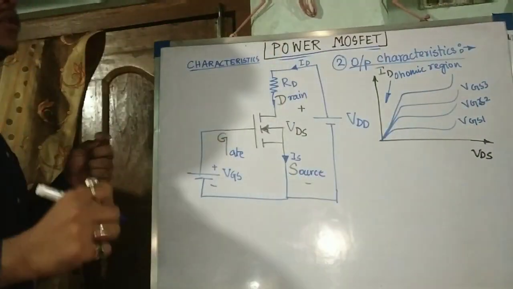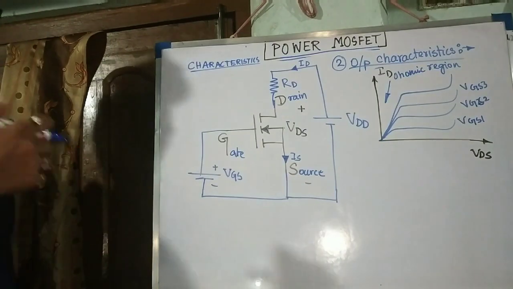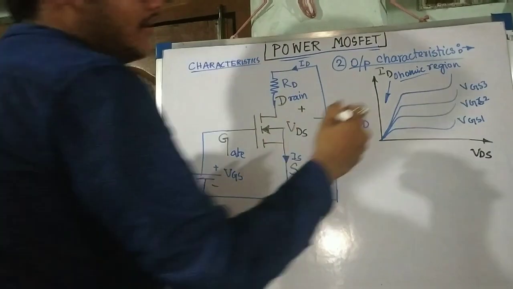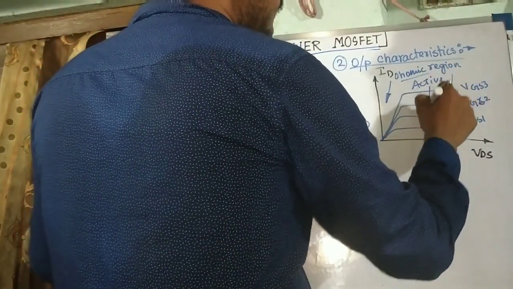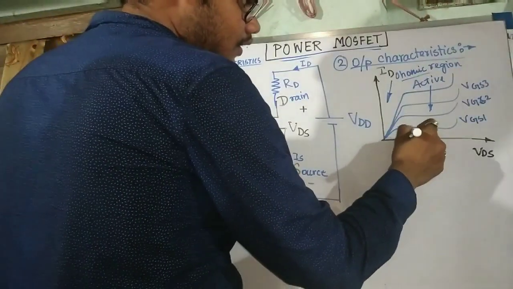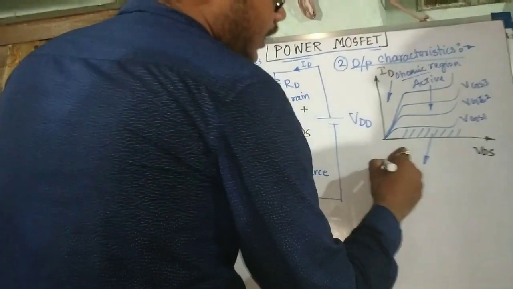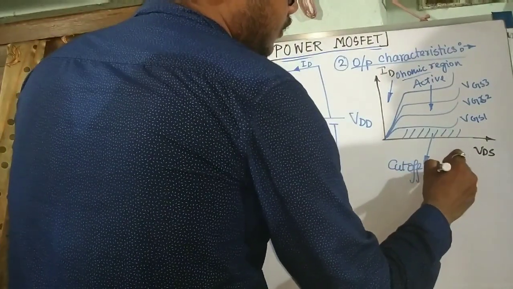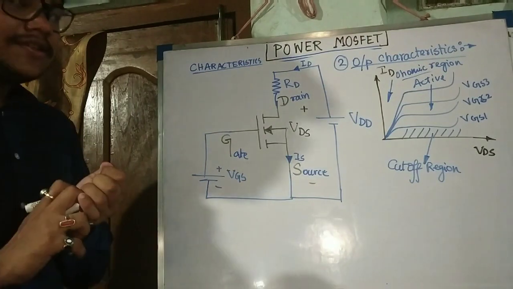Here also the MOSFET acts as a short switch, but the problem is that as the MOSFET is of high resistance, this region is called ohmic region, and this is called active region. And this lower region, when the MOSFET is off, is called cut-off region. So the characteristics remain the same.